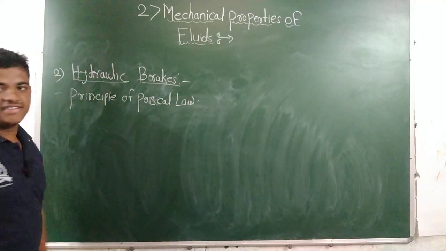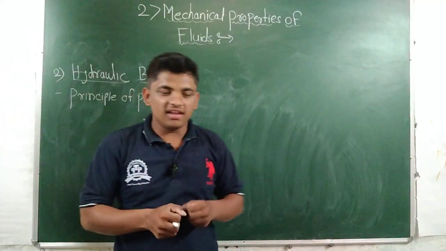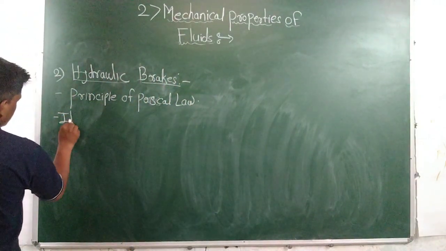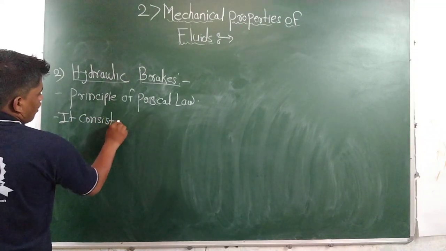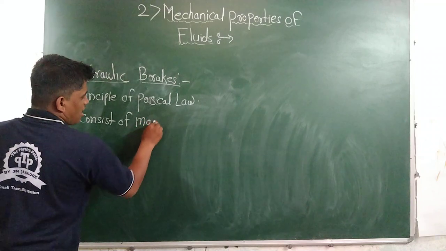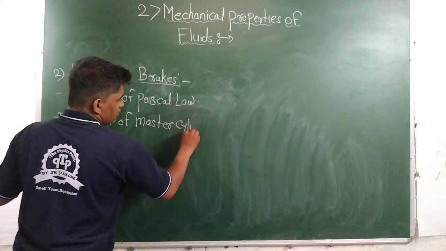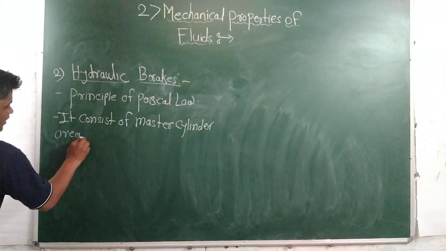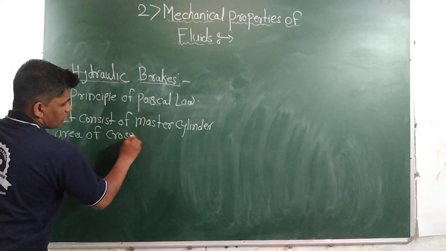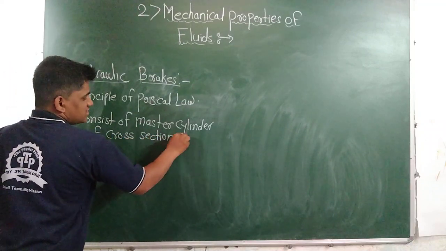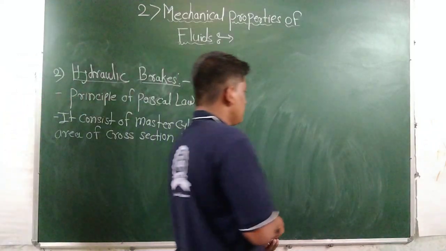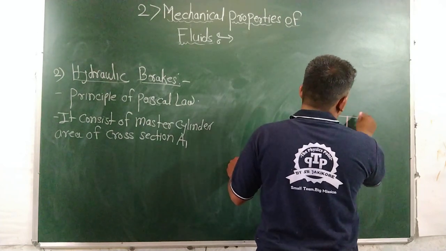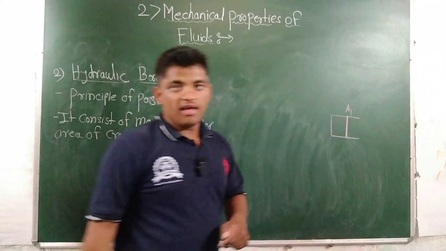They consist of two cylinders. One is the master cylinder and the other one is a slave cylinder. The master cylinder has an area of cross section, that is A1. I have drawn the master cylinder here, and the area of cross section of the master cylinder is A1.